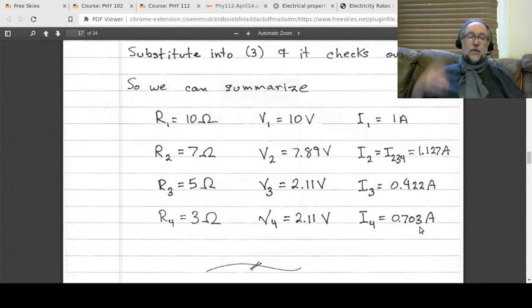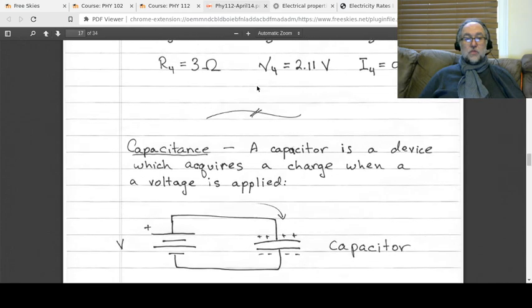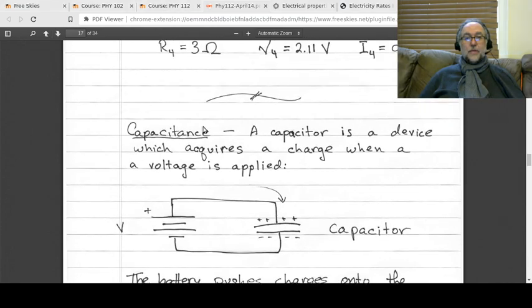You'd only have to go back twice, okay, and work things out. All right, so there you go. There's the story of resistors. All right. So let's continue.